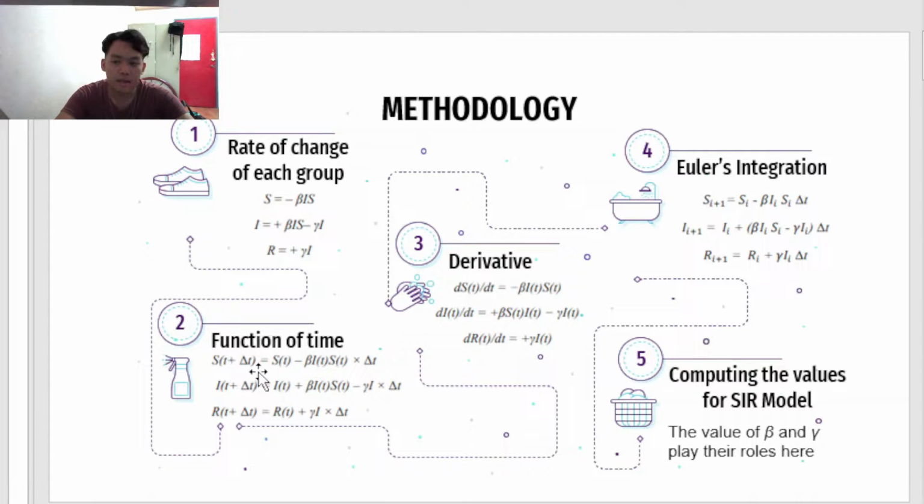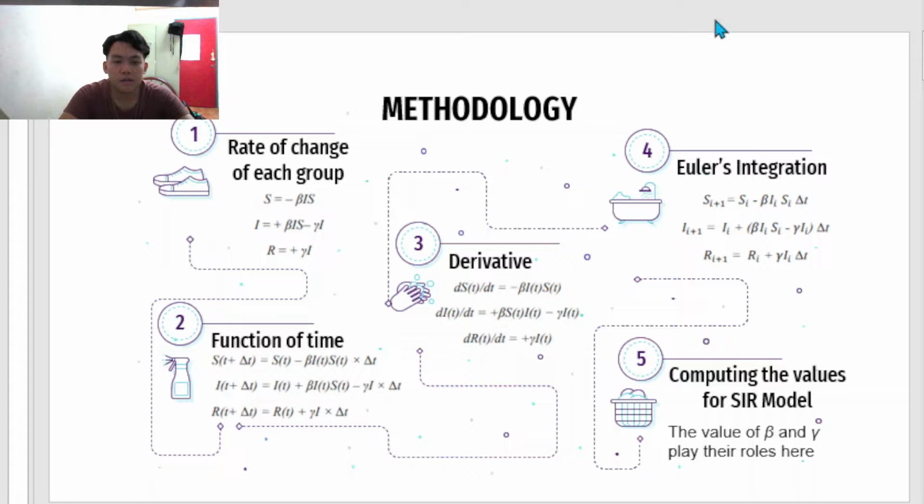But making use of these terms, yesterday can be defined as t minus delta t. And vice versa, t plus delta t will represent the next day. So what this function means here is we can find the size of the rate of change for each group the next day by using this formula here.